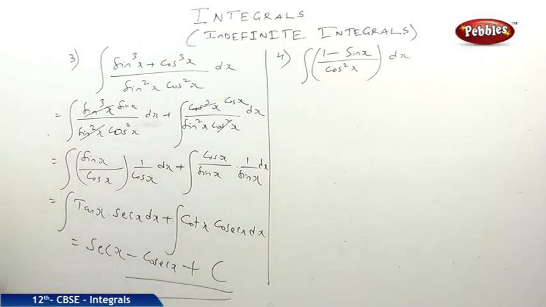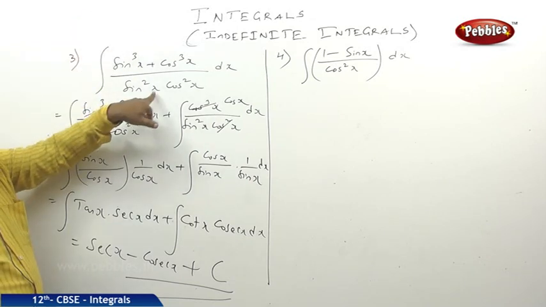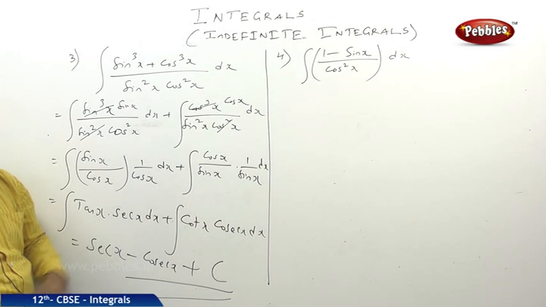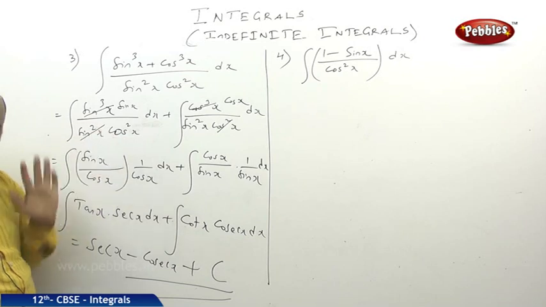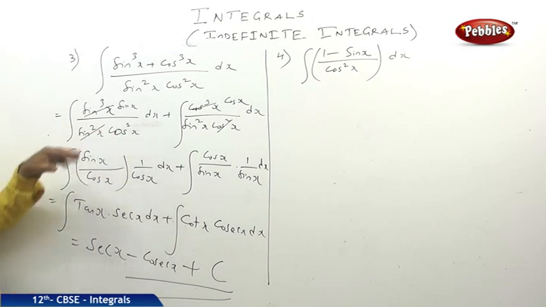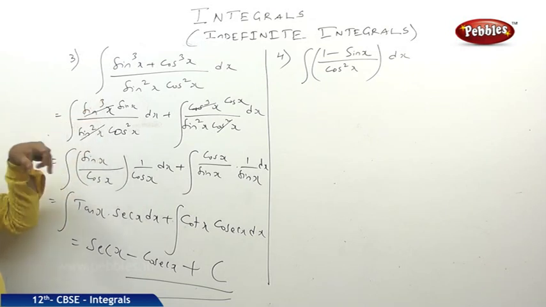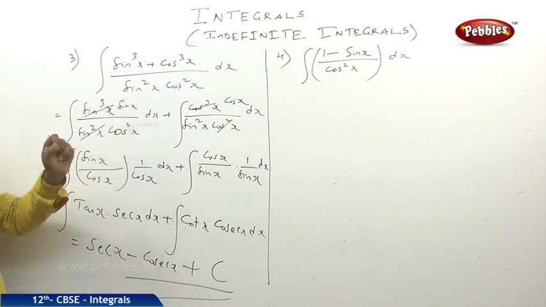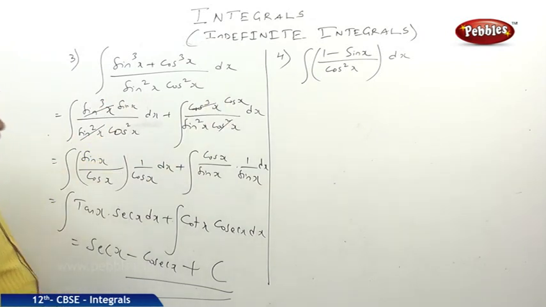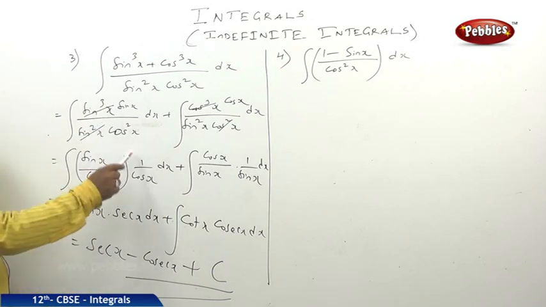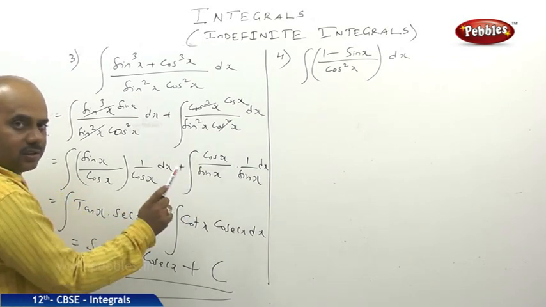So once again I will be repeating the problem. Integral of (sin cube x plus cos cube x) divided by sin square x cos square x. It is like a plus b by c. A plus b by c means a by c plus b by c. So what happened? Sin cube x divided by sin square x into cos square x. One sin square x is getting cancelled, so there remains sin x, and here also cos square x is getting cancelled, there remains cos x. So finally what is happening? Sin x by cos x into 1 by cos x dx plus cos x by sin x into 1 by sin x dx.